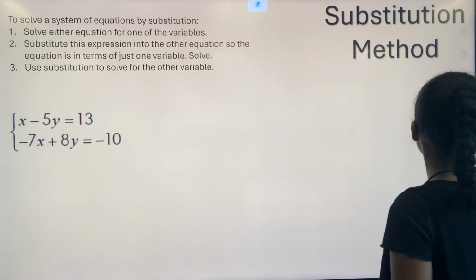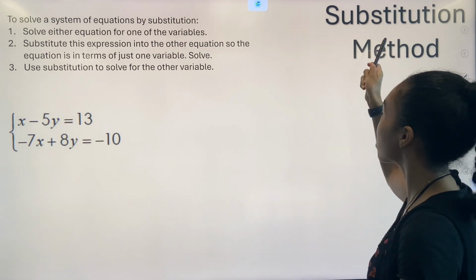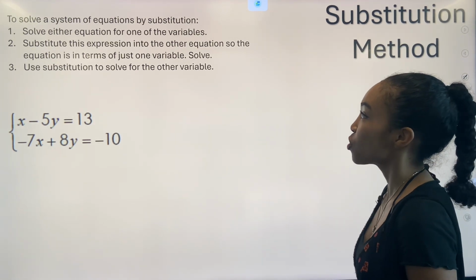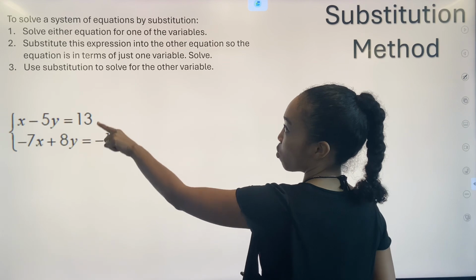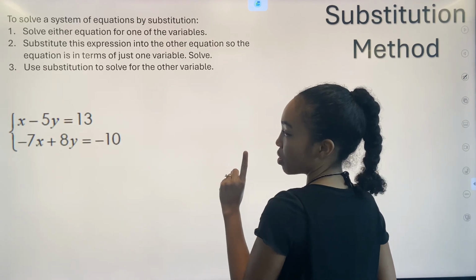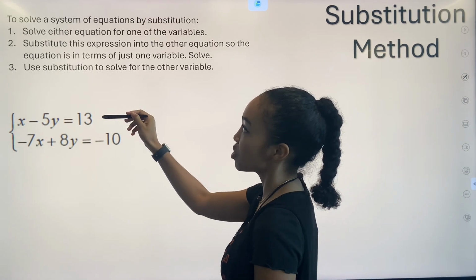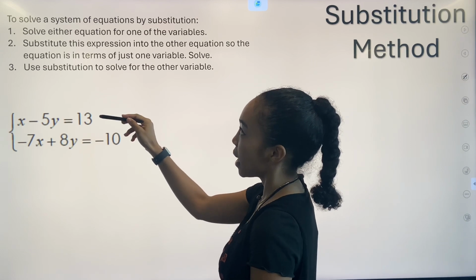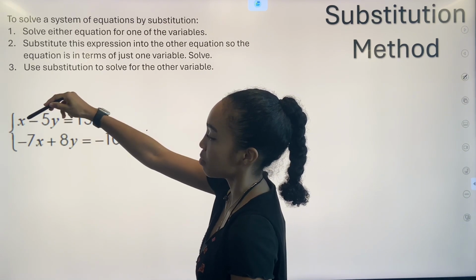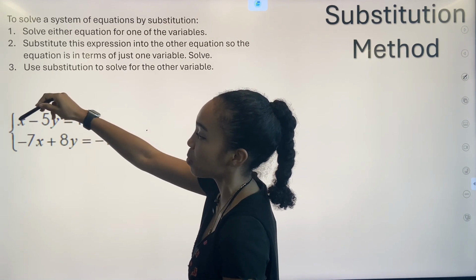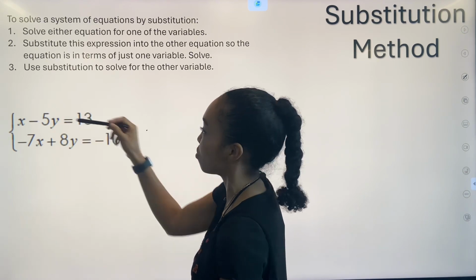We're going to solve a system of equations. We're going to use the substitution method. So first, we're going to solve either equation for one variable. I'm going to pick the top equation because I can choose either one. And I'm going to solve for x because x has a coefficient of 1. It's the easiest one to solve for.